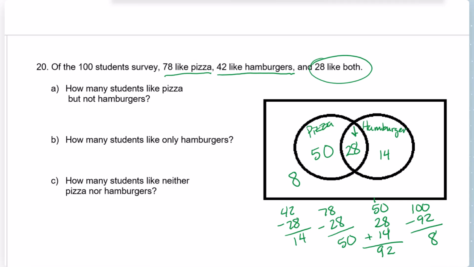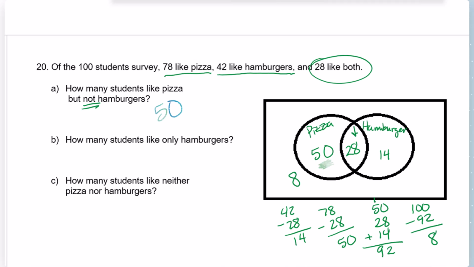Let's go answer our questions. A, how many students like pizza but not hamburger? That means I'm looking for my quantity over here. These like pizza, but they don't want to be in the hamburger overlap. So that gives me 50 that like pizza but not hamburgers.